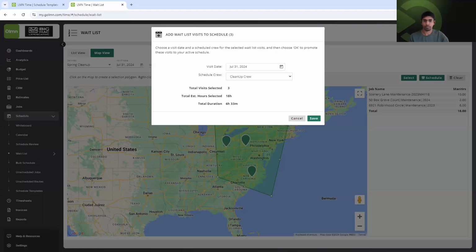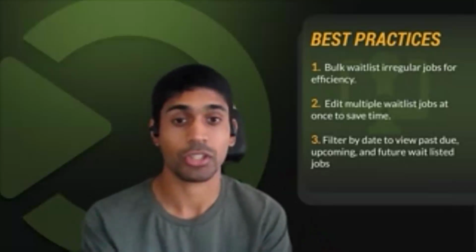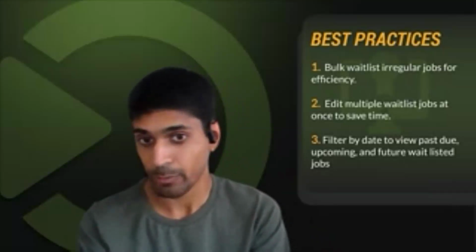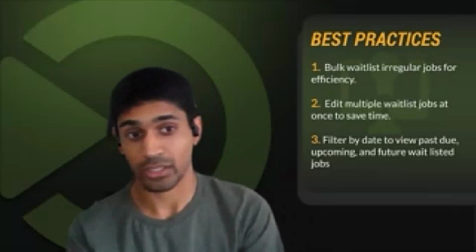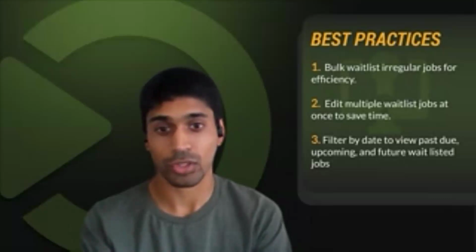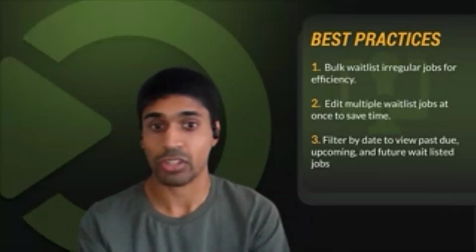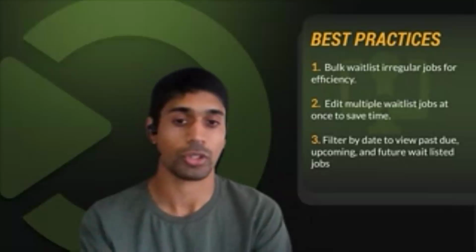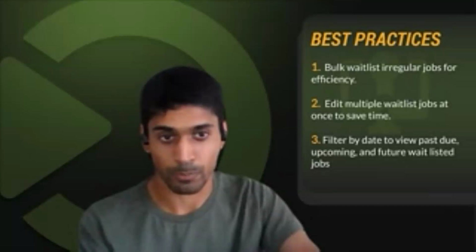Okay, perfect. So let me give you a reminder here on some of those best practices. So remember to use the bulk waitlist feature when it comes to your irregular jobs to stay efficient. You can bulk edit waitlisted jobs all at once, so reassign it to a different crew, a priority level, change the dates, whatever the case might be. And you can apply unique filters by those column headers, such as with the status to view any past due, upcoming, future, or attention status for those waitlisted jobs as well.